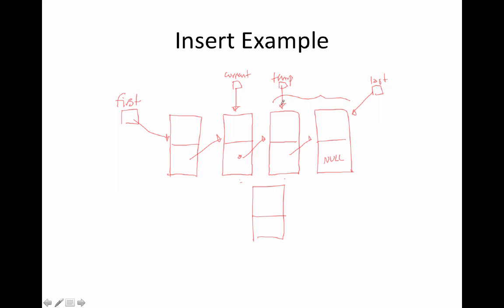Then, after I have the temporary pointer in place, I can say current arrow next gets the value of this new location. And then this pointer, which is new location arrow next, is going to be equal to temp. So now I've got a new location. I've hooked it up to the linked list. So I've maintained the integrity of the linked list.